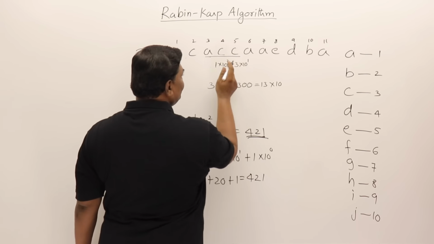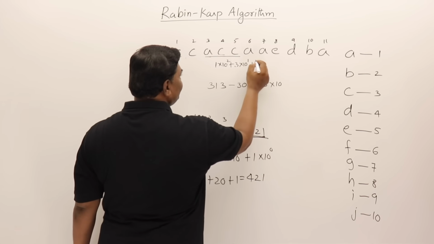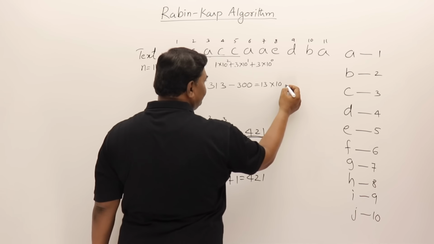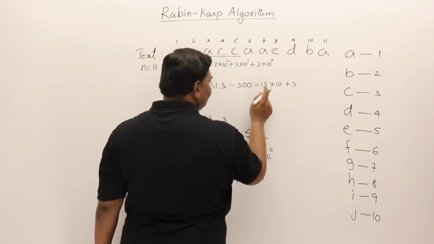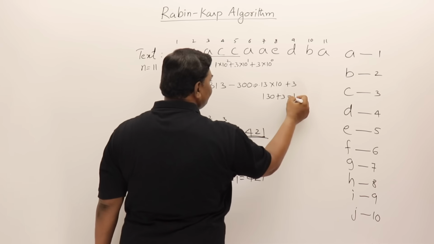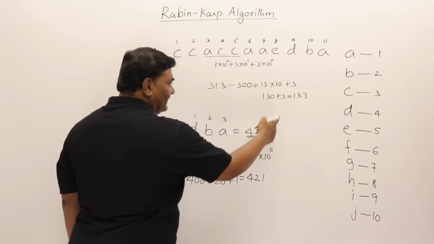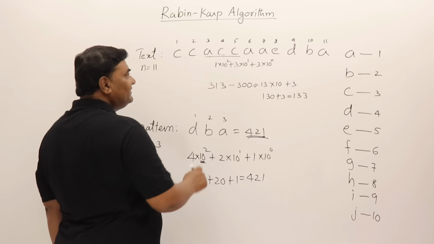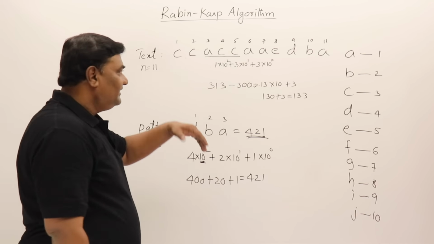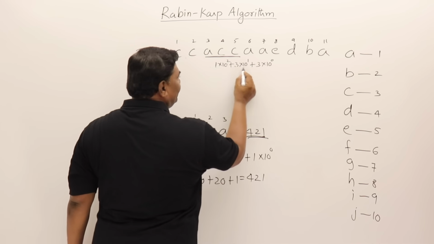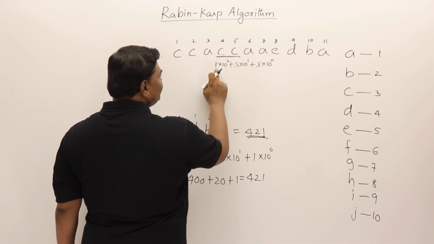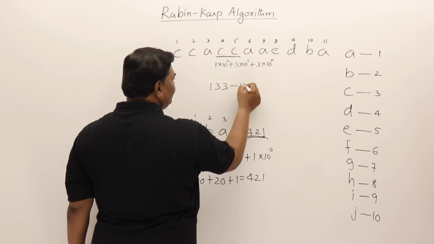Now I should include one more alphabet, so its value I should add. This is 3, so 3 into 10 to the power of 0. In this I should add 3 plus 3. So how much is this? This is 130 plus 3. It is 133. Now this is not matching with 421. So this is the hash code for these three alphabets. I'll continue. The hash code for these three alphabets is 133. Now I have to remove this one, so this first term should be subtracted. This is 1 into 10 square.